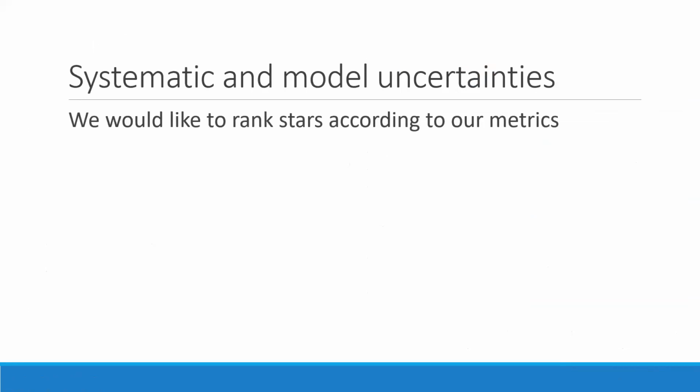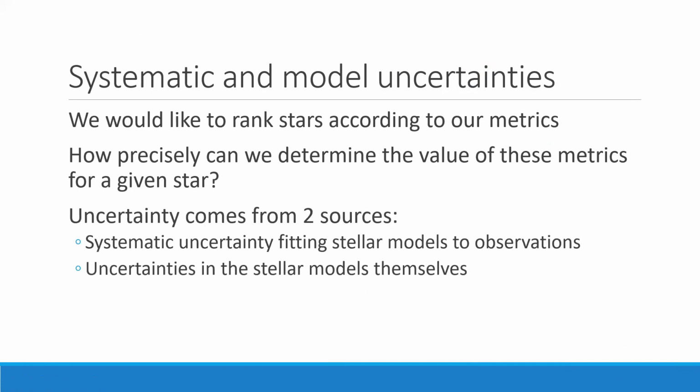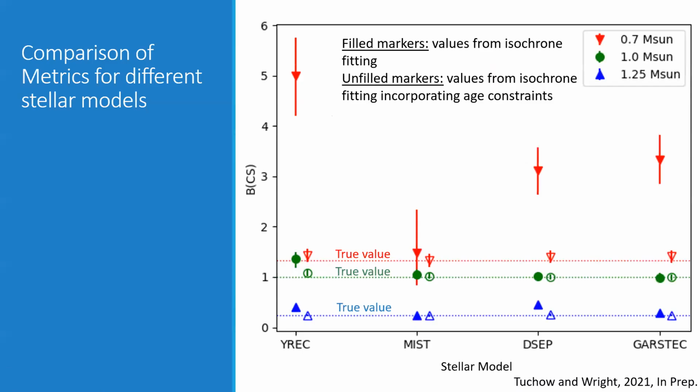So we would like to rank stars according to these metrics, but we want to know how precisely we can determine the value of these metrics for a given star. And we find that uncertainty for these metrics comes from two main sources. There's systematic uncertainty in fitting stellar models to observations, but there's also uncertainties in the stellar models themselves. There's several open areas of research on stellar model physics and certain stellar models disagree with each other. So over here, I'm going to briefly cover a sensitivity analysis that we've been working on that compares the values of the metrics for different stellar models and different stars.